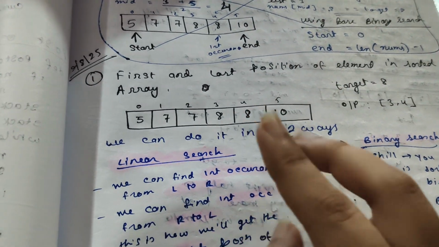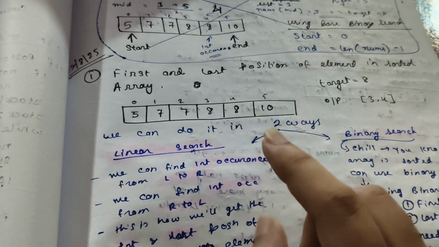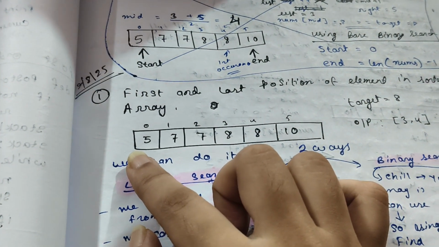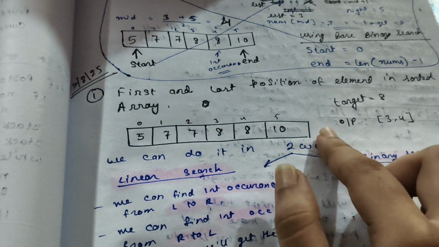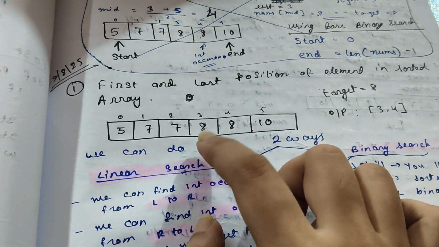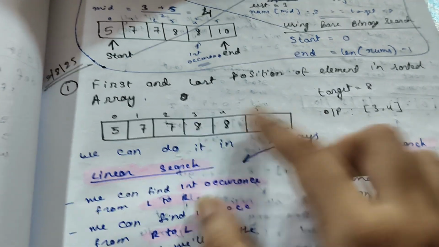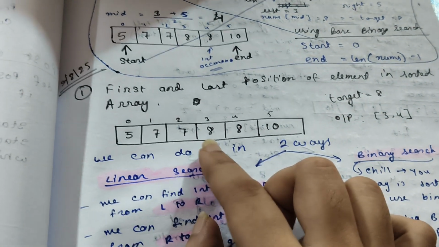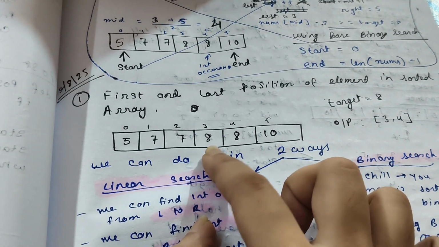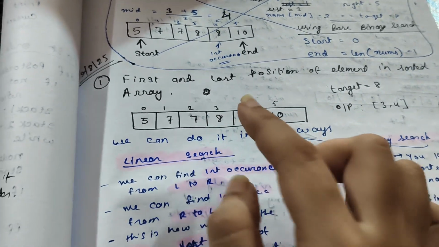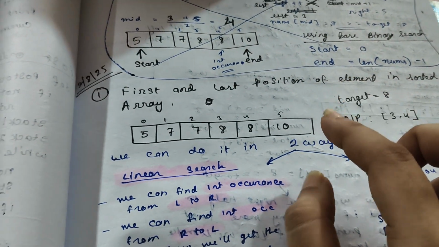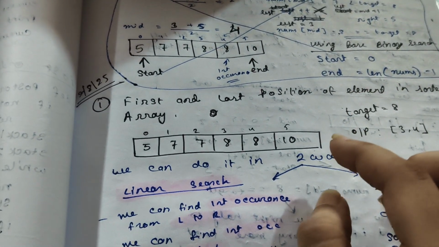So here we are going to do two loops. One time we are going to run the loop from left to right and find the first occurrence of the target element. The first occurrence of the target element will be this third index element. As the target is 8, the first occurrence from left to right traversal will be this third index element, right?